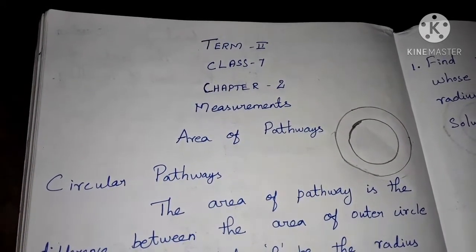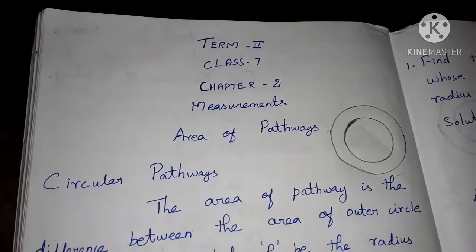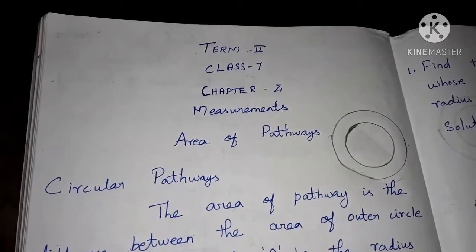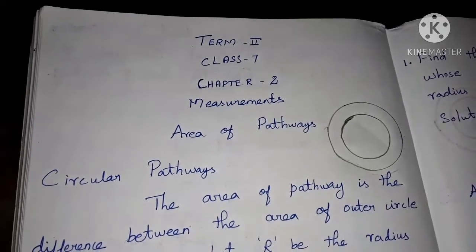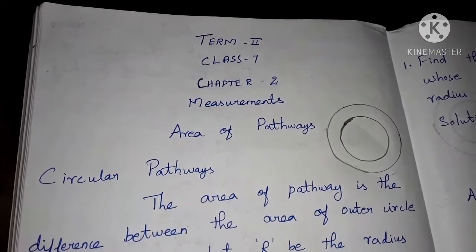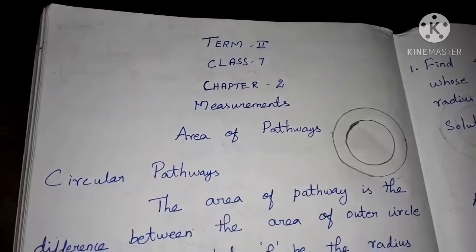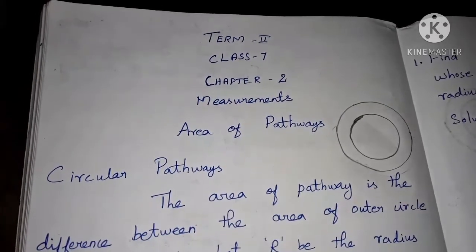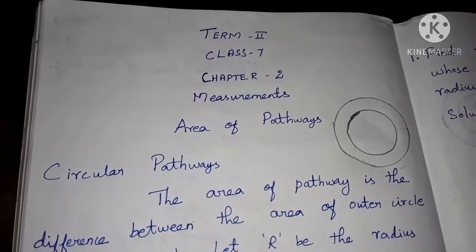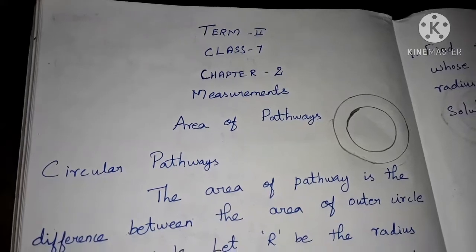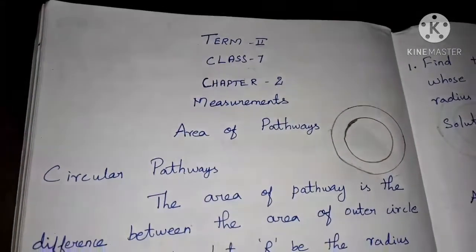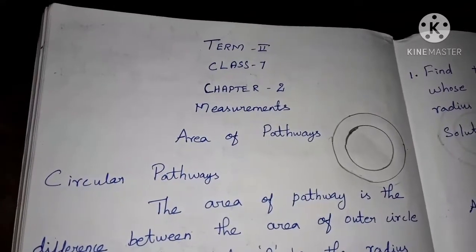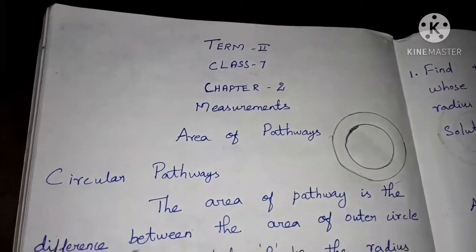Today we are going to see chapter 2, measurements, in class 7 term 2. In the last class we saw the area of the circle and the circumference of the circle. Today we are going to see the area of pathways. So what is the area of pathways? First we see circular pathways.